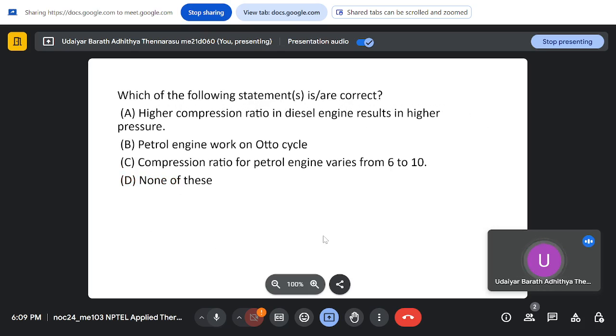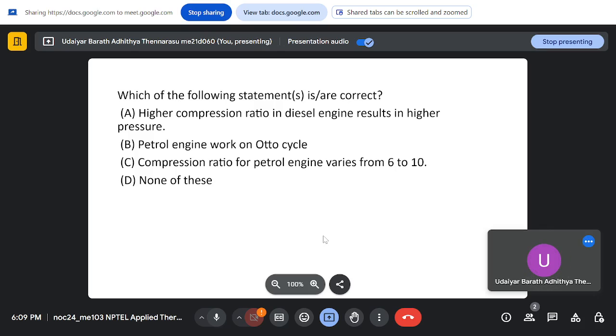So next is, which of the following statements are correct? Option A is higher compression ratio in diesel engine results in higher pressure. B, petrol engine works on Otto cycle. C, compression ratio for petrol engine varies from 6 to 10. And D, none of this. So if you see, out of this, all three are correct.